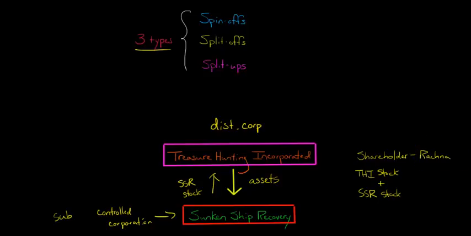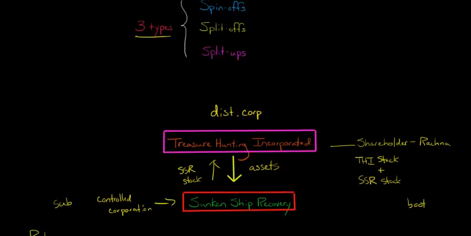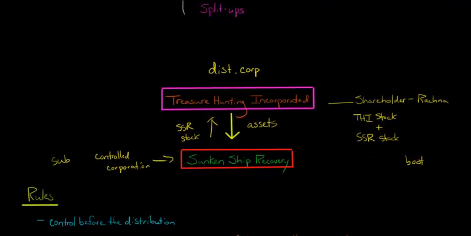However, if she receives something other than SSR stock, like let's say she gets cash also, then that'll be taxable. That'd be boot. So any boot could be taxable. And the same goes for Sunken Ship Recovery. If they're giving something other than SSR stock to Treasure Hunting Incorporated, you could have taxable boot there too. But I'm just trying to give a simple example. One corporation gives assets, it spins off this Sunken Ship Recovery, and says, all right, we're going to give them some assets, and we're going to get some stock, and then we're going to give that stock to our shareholder, Rachna. Now, for this to be tax-free, there's a number of rules.